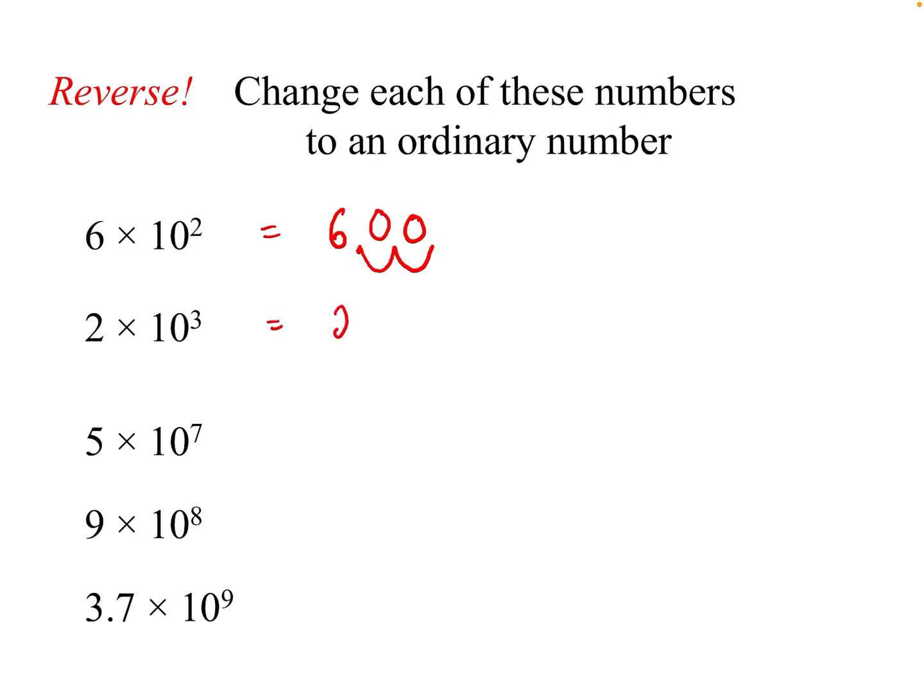Okay, so 2 times 10 to the 3 is 2. There's my decimal point. Move it 1, 2, 3 places to the right and fill in gaps with a 0. Let's do the last one here.